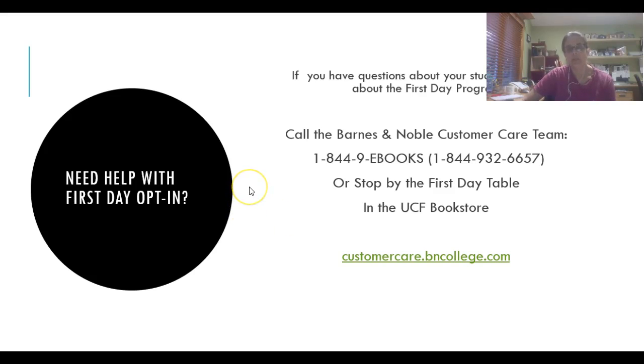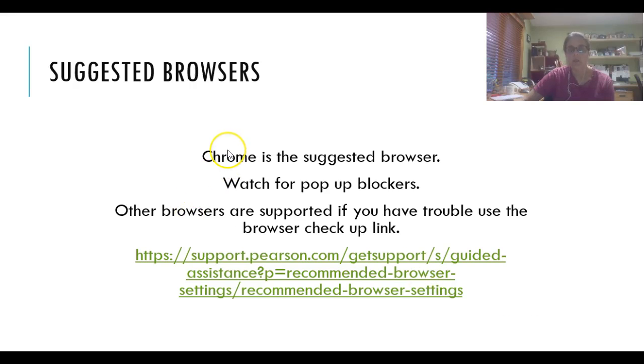If students have any problems with opting in or the First Day program, for example, they didn't get their confirmation, or they just have a question about pricing or when the charge is going to be applied to their student account, they should call the 800 number at Barnes & Noble or go to the customer care website on Barnes & Noble. Both Barnes & Noble and Pearson suggest using Chrome, and always watch for pop-up blockers. And if you need help, we'll provide a link that takes you to a browser wizard that can help you set up your computer.